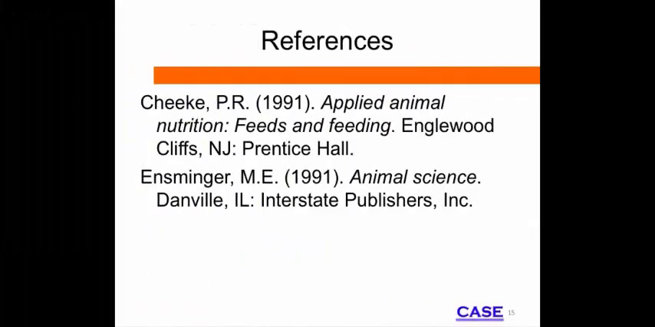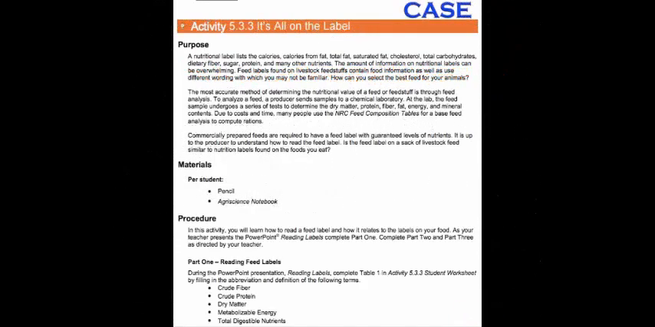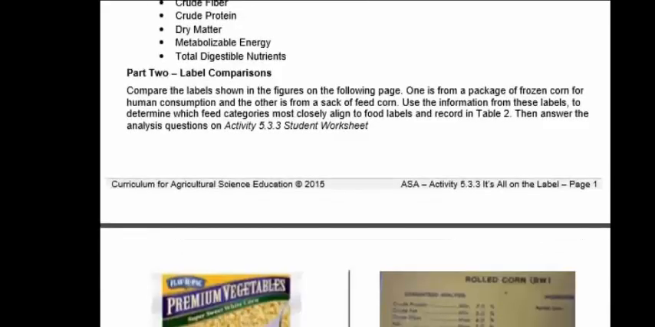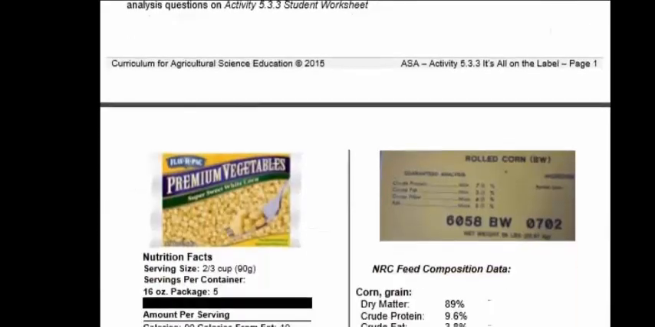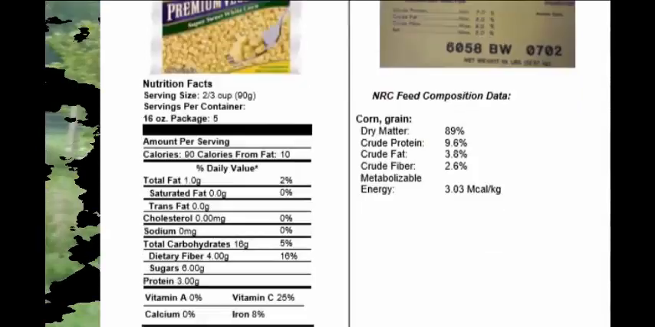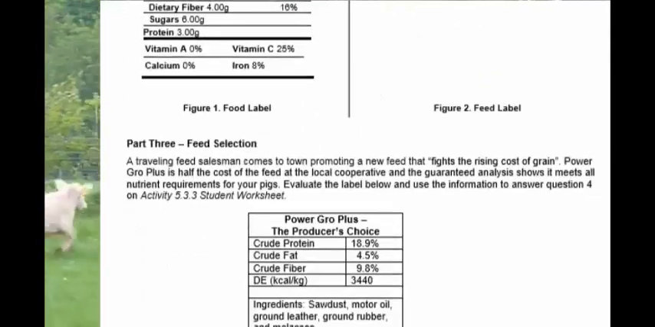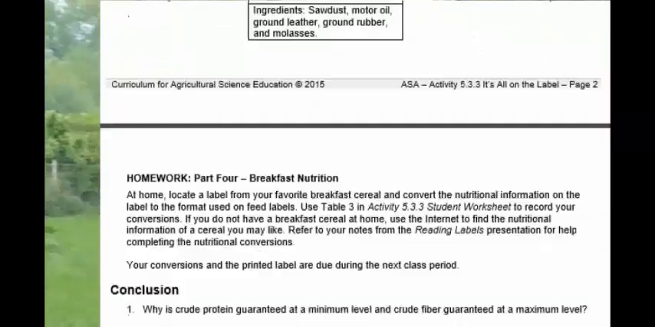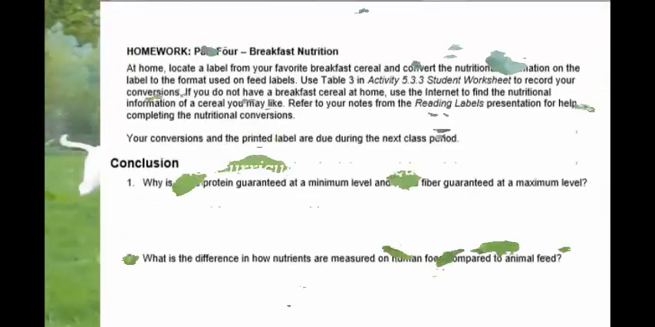List any questions you have about this topic. Discuss these questions with your instructor. Keep any notes you have from this presentation organized and available for use throughout the course. Through parts 2 through 4 of Activity 5.3.3, It's All on the Label, you will compare the information on a feed label to the information found on a food label. This will help you understand how feed labels are an important source of nutritional information. Your instructor will share sample feed labels and specific instructions to complete the activity.